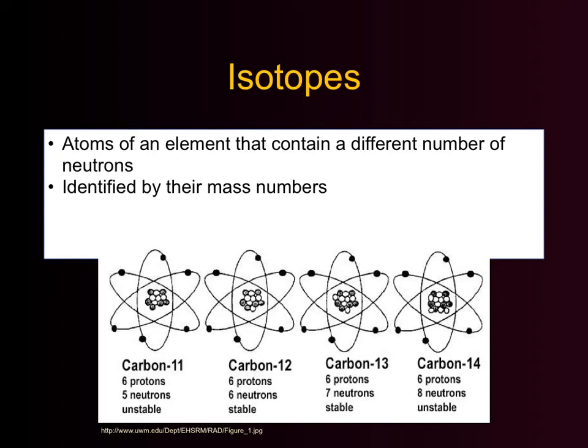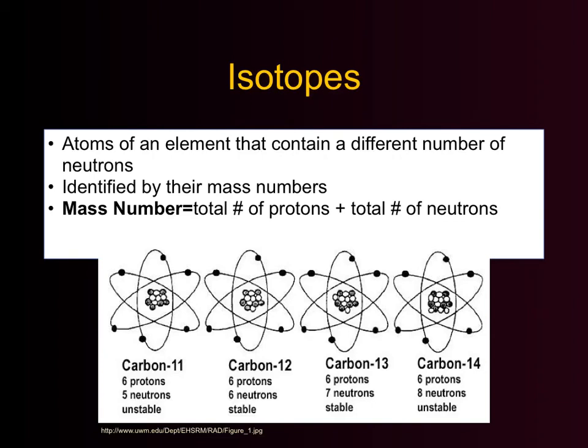So we know that carbon has 6 protons, no matter what. So when we talk about carbon-11, that tells us that there would be 5 neutrons. 6 plus 5 is 11. Carbon-12, the most common form of carbon, will have 6 protons. 12 minus 6 tells us 6 neutrons. Carbon-13 would have 7 neutrons, and carbon-14 would have 8 neutrons. So the mass number is your total number of protons plus your total number of neutrons. So knowing the mass number, what is the carbon's mass, we can figure out which isotope it is.